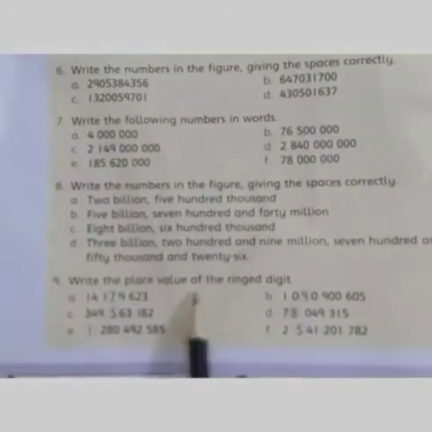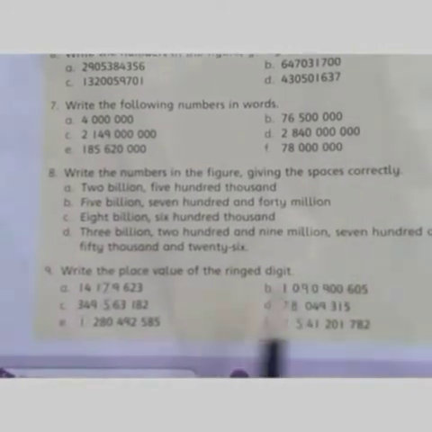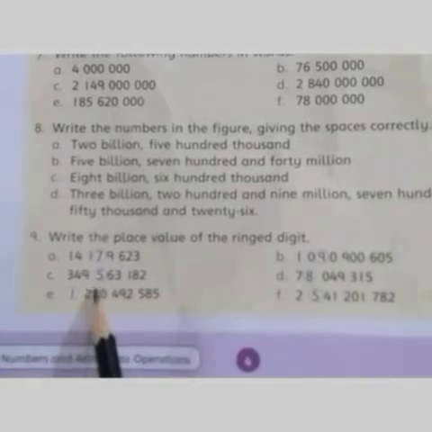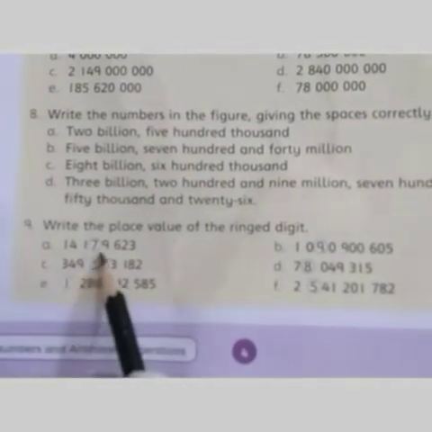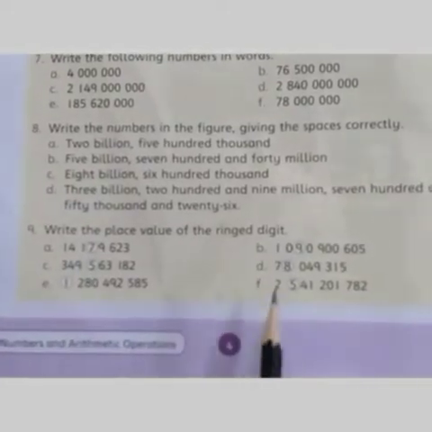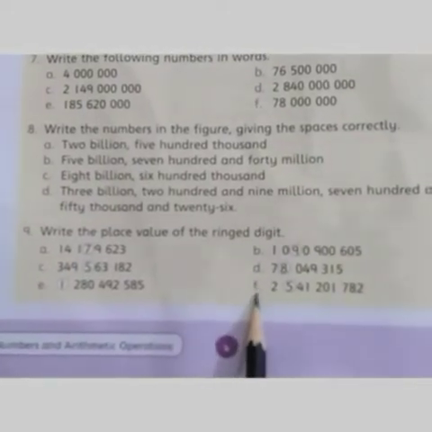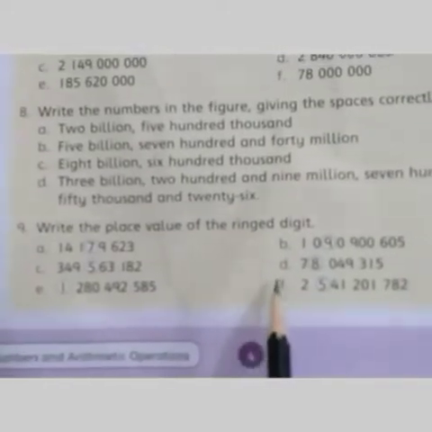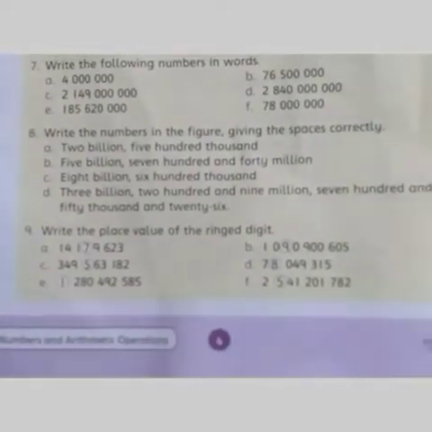Now question number 9, write the place value of the ringed digit. In this question, you have to find the value of the number which is circled or ringed. Now I will explain one for you, and you complete the exercise with the help of the explained example.